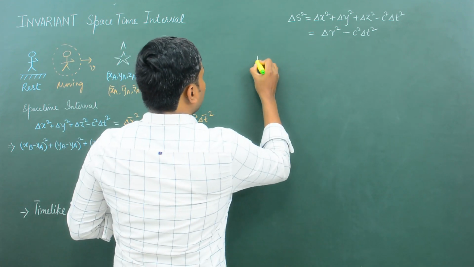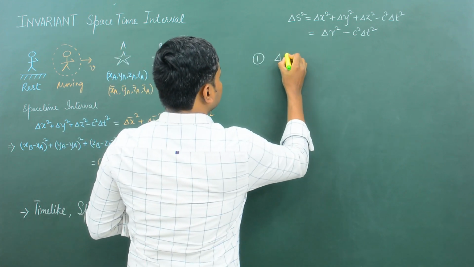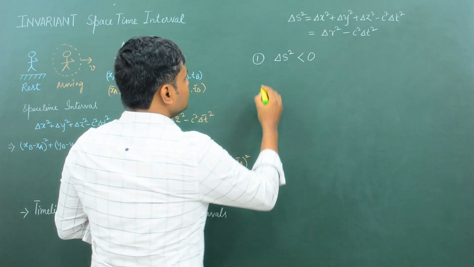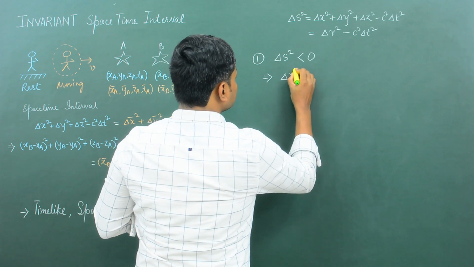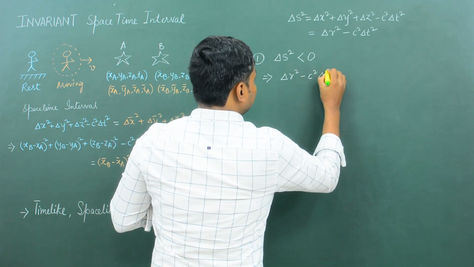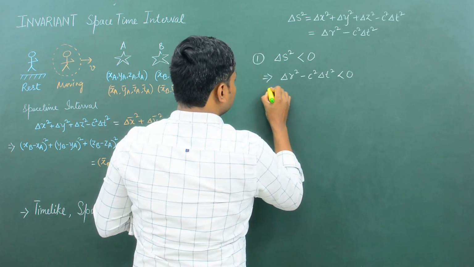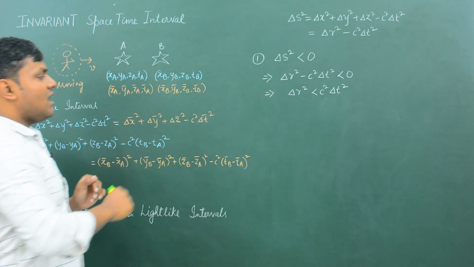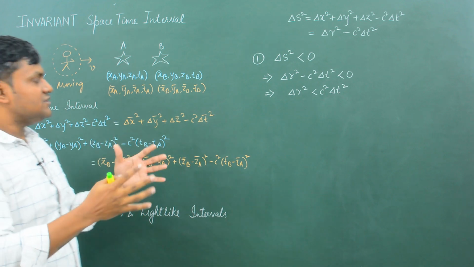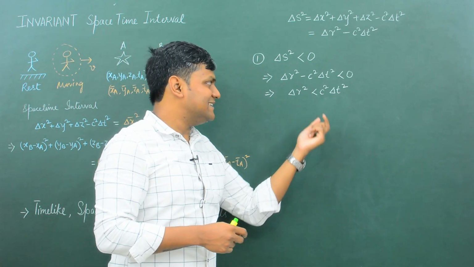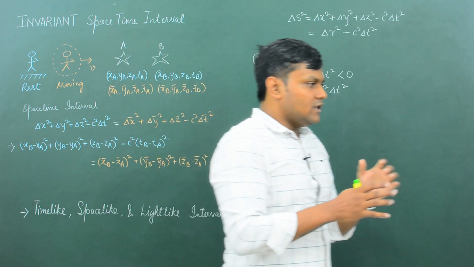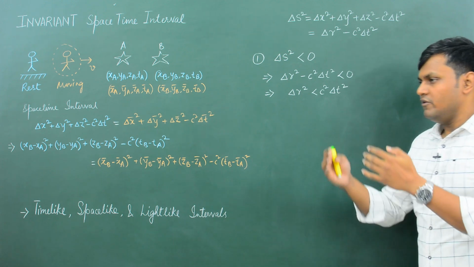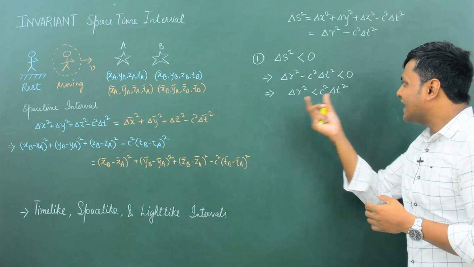First condition: let's suppose del s square is less than or equal to 0. In this situation, del r square minus c square del t square is less than or equal to 0, which leads to the conclusion that del r square is less than c square del t square. So these are 2 physical events such that the spatial distance square is always less than c square del t square. Now, what does this mean? It means that if we observe these physical events from various frames of reference, the magnitude may change.